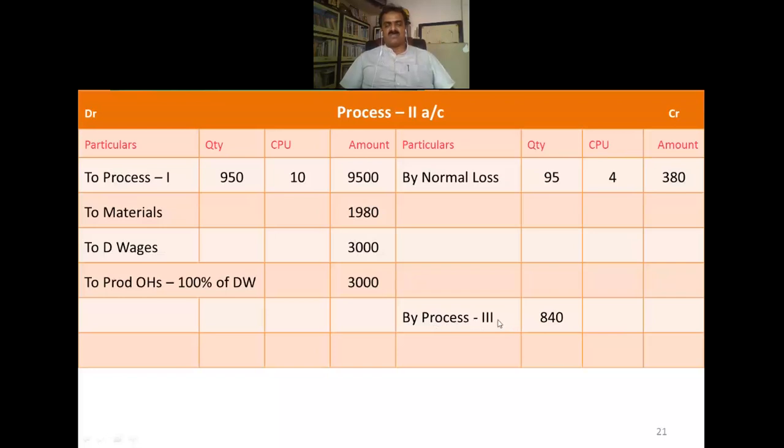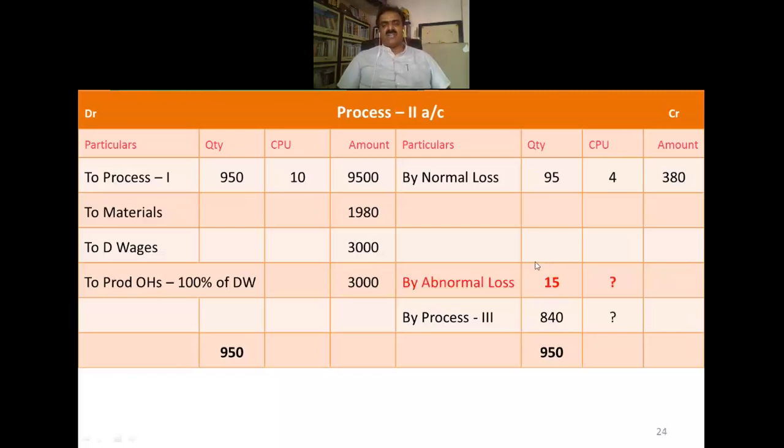Now we need to calculate the balance, to see whether we get abnormal loss or abnormal gain. To find that out, first in the quantity column, find out which side is higher. The debit side is higher, that is 950 units, and the credit side is lower. We are going to get a balance of 15 units. That is to say, the debit side total is 950 units, the credit side total is 935, that is 840 plus 95, therefore a balance of 15 units, which will be treated as abnormal loss.